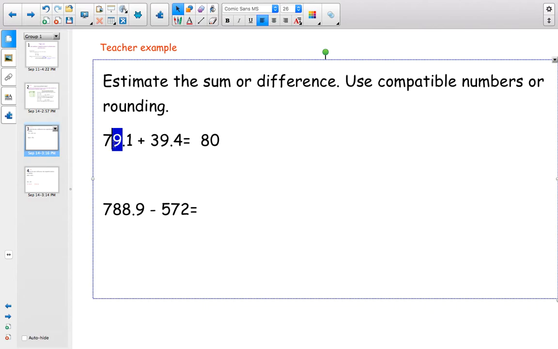My 9 is my helper number. The 9 tells me that I'm going to raise the score because it's 5 or more, which means my 7 then changes to an 8, and I get 80. I round to 80.